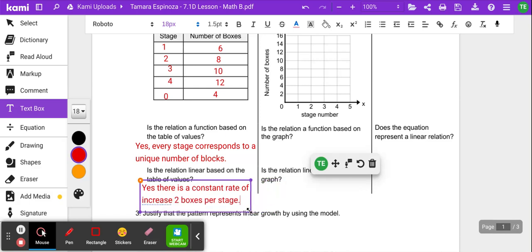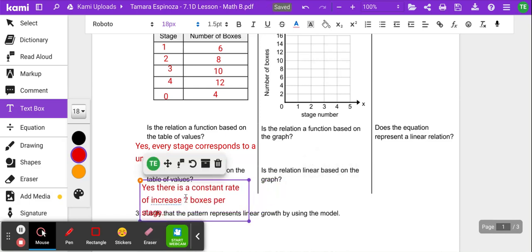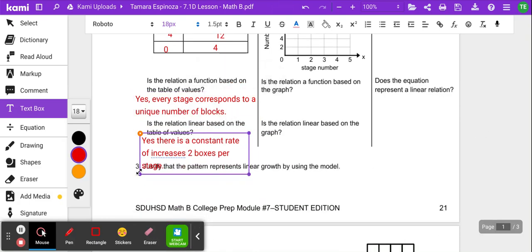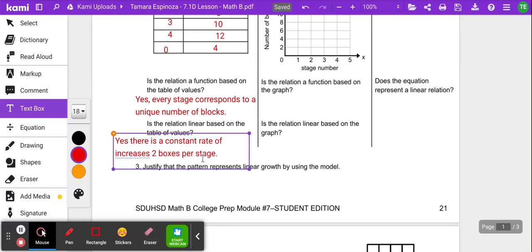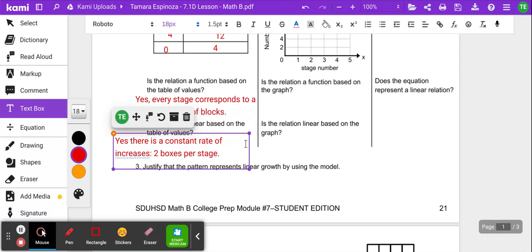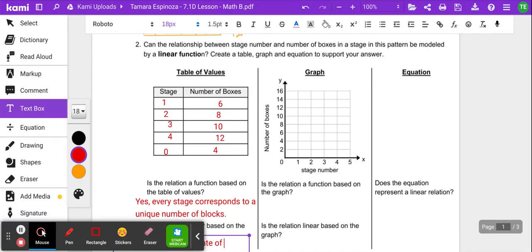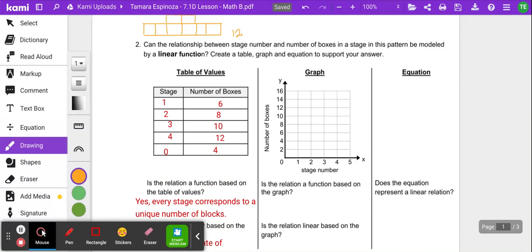Okay, so when I graph it, I know it's actually going to look like a line because it's linear. Okay, so I'm busting out my line. Again, there's a constant rate of increase. At stage 1, there's 6. There's not really a half of a stage, so we're not connecting them. It is discontinuous. It's still linear, just discontinuous.